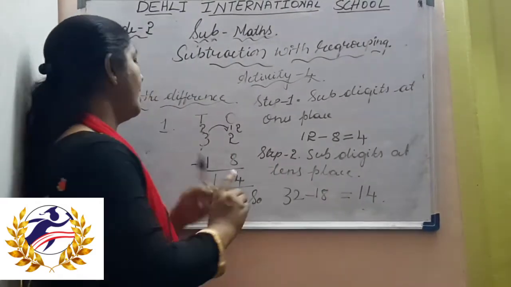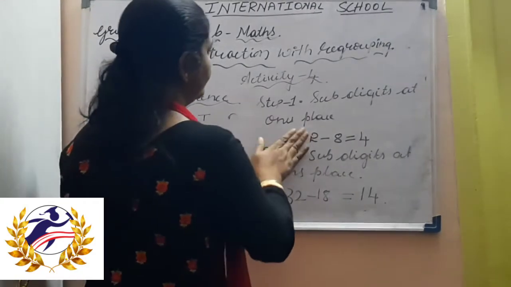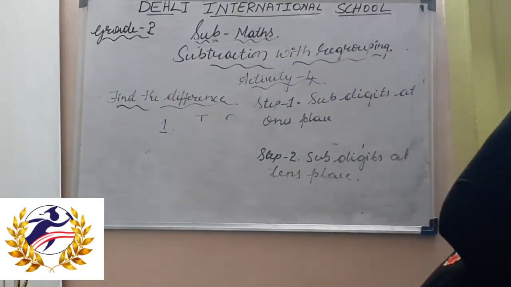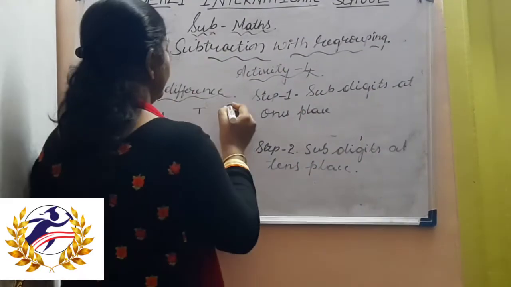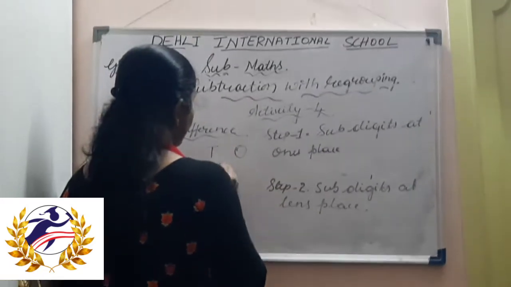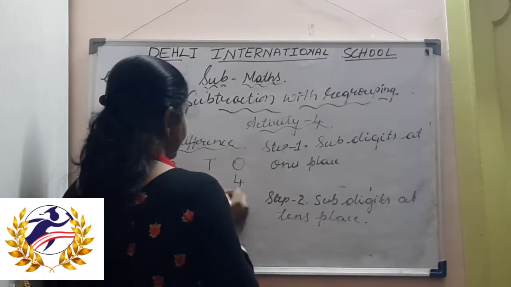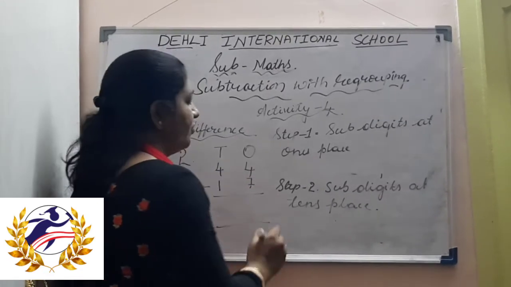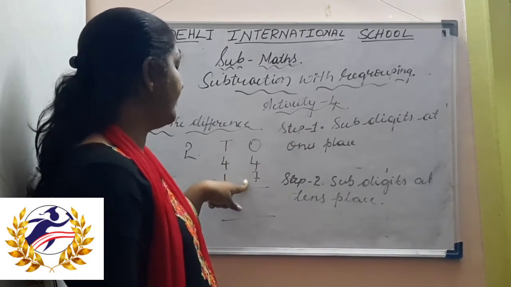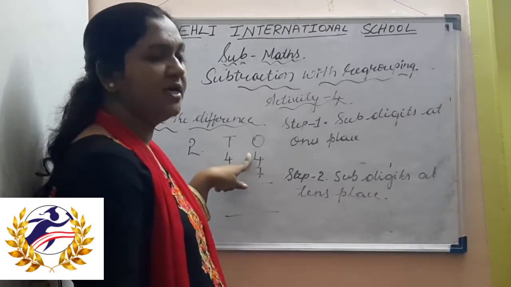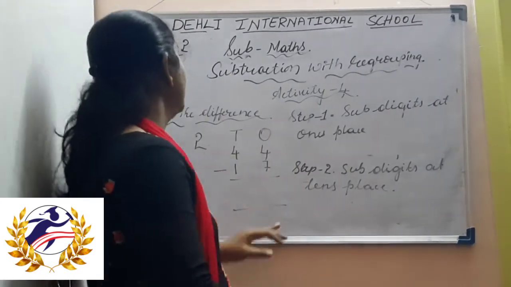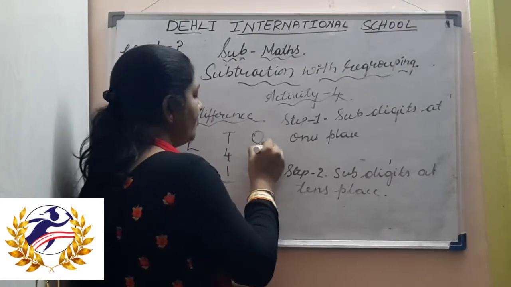Next we will do another sum. Another sum is 44 minus 17. To subtract, what do we have to do? First we have to subtract the digits at the ones place. What are the digits at the ones place? 4 and 7. Here we can't subtract a greater number from a smaller number. So we have to borrow one number. It has become 14 now.